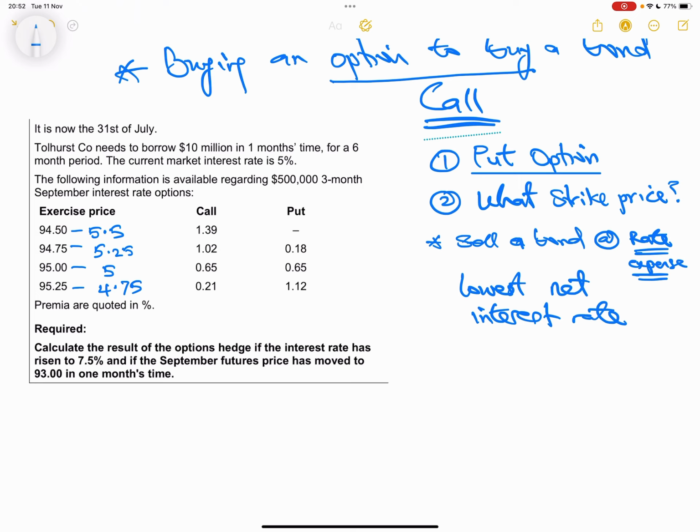But beyond this rate, for these exercise prices, they give us premiums that are quoted in percentage. So this is 0.18%. This one is not available, so we're not going to deal with it. So which means we are going to pay this for the put, pay this for the put, pay this for the put, in addition to all this strike price. So which means the net interest rate for a strike price of 94.75 is actually 5.43.